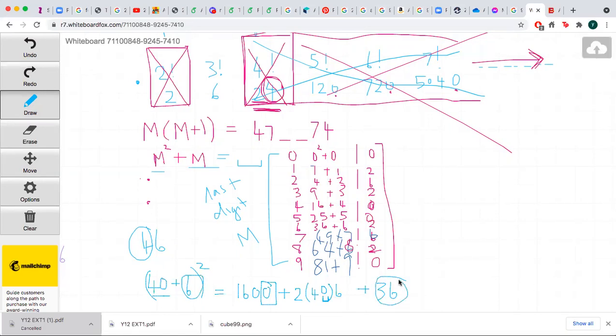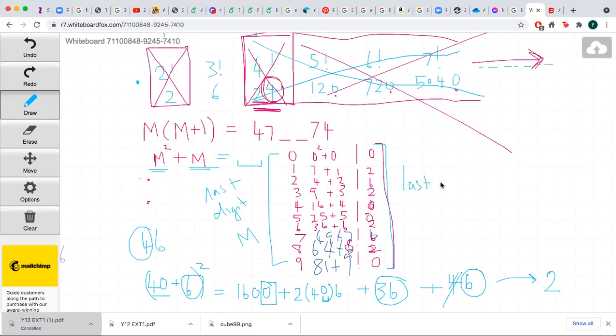So on top of 46 squared, we need to add 46 again, right? If I'm looking at m squared plus m. But again, adding the 40 does not contribute to my last digit. So it's enough to just look at 36 plus 6, which has a last digit of 2. And so it's enough to look at the last digit of m, square it and add it to itself. And this gives us the last digit of m squared plus m.